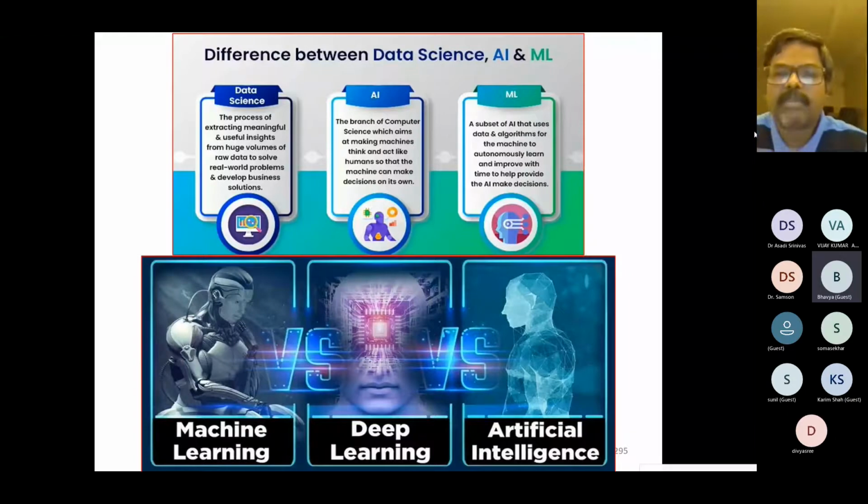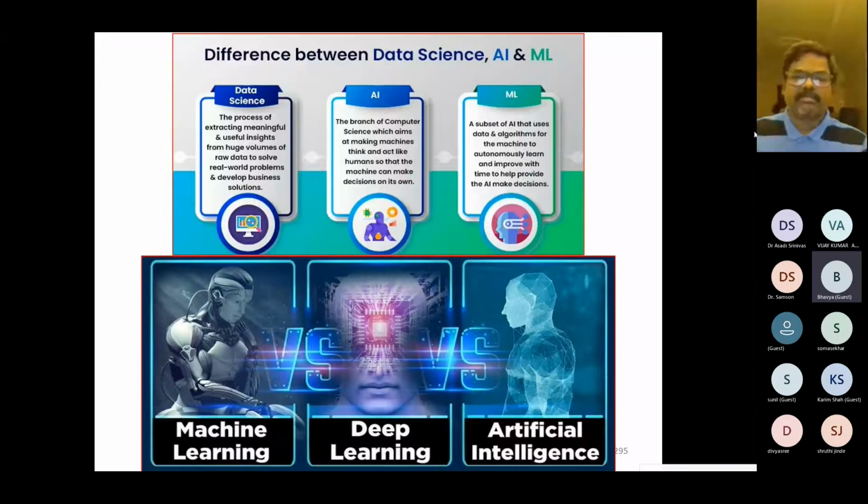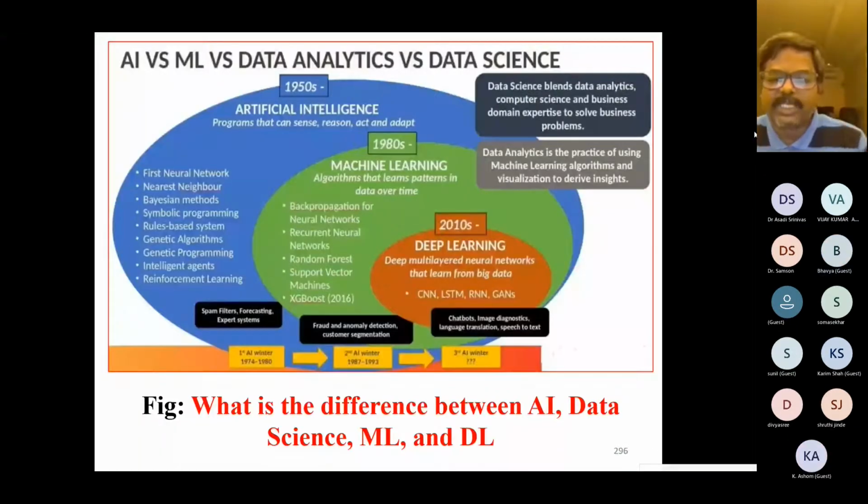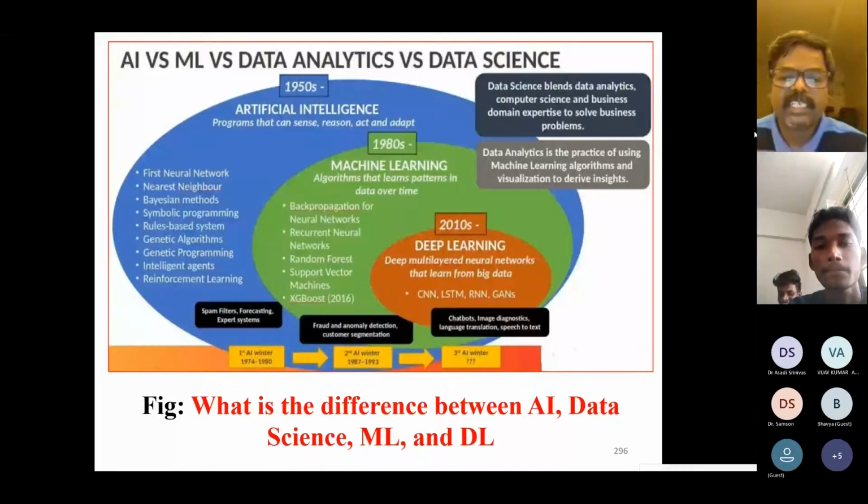Then machine learning is nothing but observational data. It is a subset of artificial intelligence that uses data and algorithms for the machine to autonomously learn and improve with time, to help the AI make decisions. So these are the differences between machine learning, deep learning, and artificial intelligence. See here, what are the major differences between AI, DI, DS, ML, and DL?